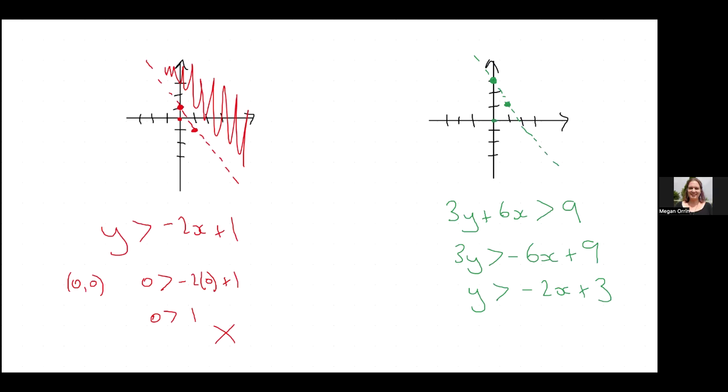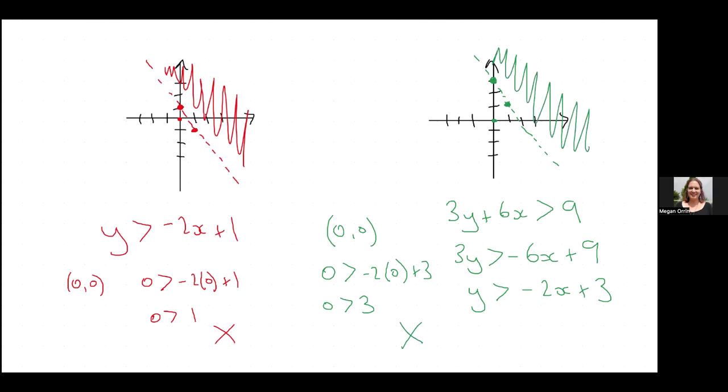Again, I'm going to pick my point and test it. 0, 0. So 0 is greater than -2 times 0 plus 3. 0 is greater than 3. Is that true? No. So we want this. Color in the bit that actually works.